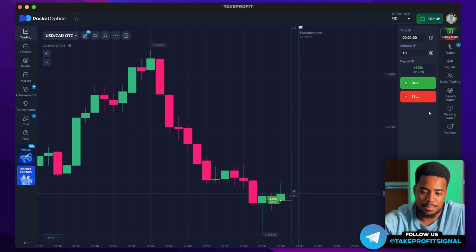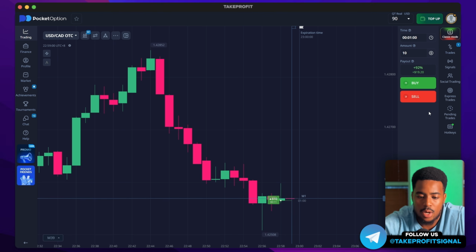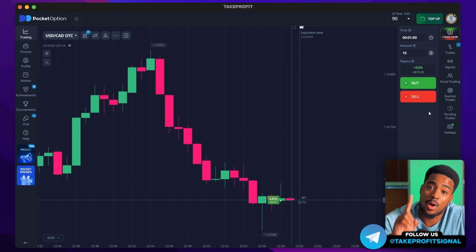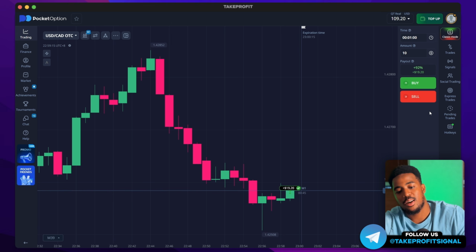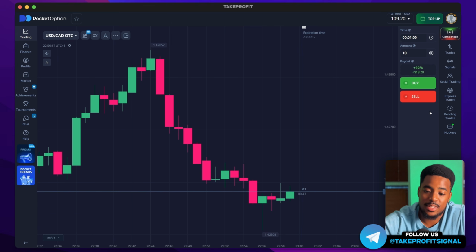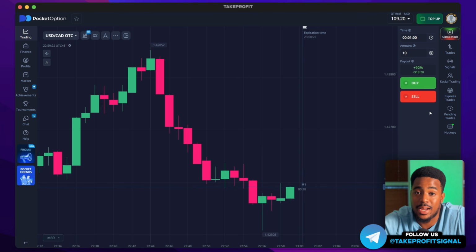I think that's clear. Let's wait for the position to close and see how $10 turns into almost $20 in just 1 minute. Great, my balance is already $109.20. With just one trade, I added 9% net profit to my deposit.